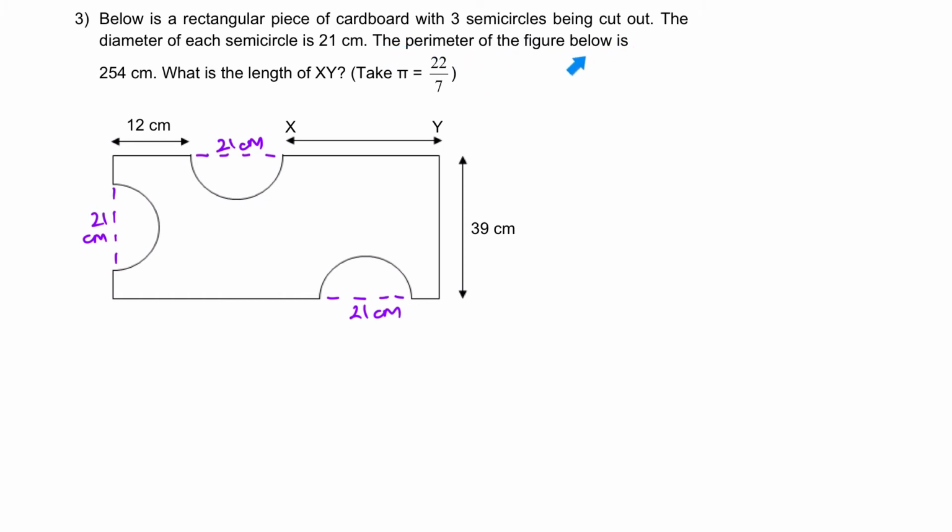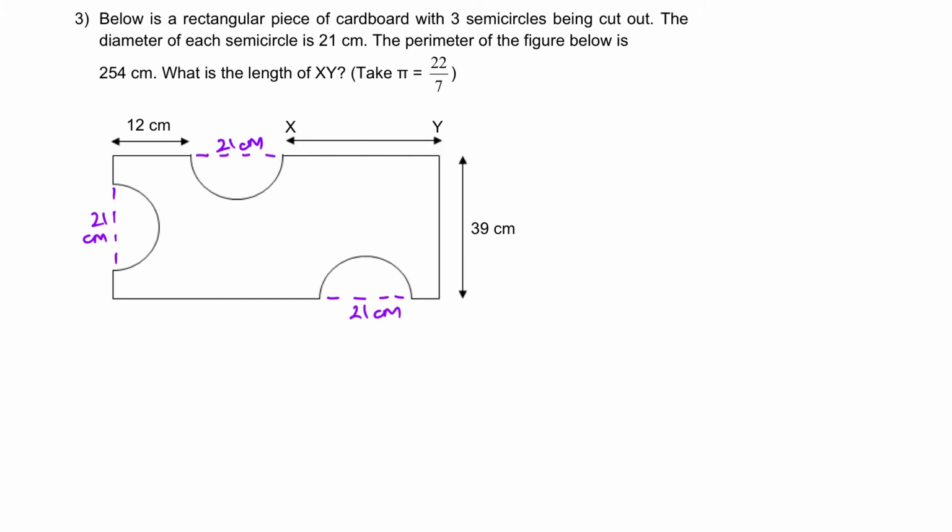And the perimeter of the figure below is 254. Take note, it's the perimeter of the figure, not the perimeter of the original rectangular piece of cardboard. Okay, so 254 is here. Maybe let me trace it out. It's the final piece, not the original rectangular cardboard. This is 254, the entire highlighted length. That is 254, okay? Go back. Finally, what do you want us to find? What is the length of xy?